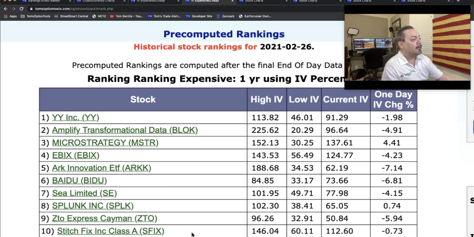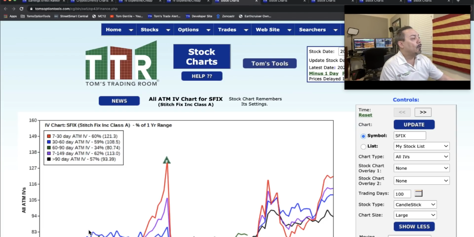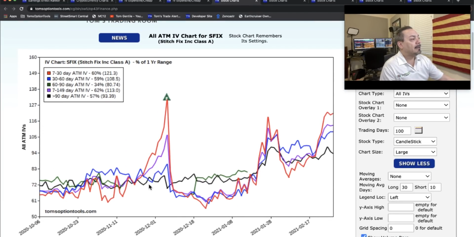So let's take a look at Stitch Fix. I haven't looked at that one in a while. It's in our top 10. If I click on Stitch Fix, what I'm going to see is the option implied volatilities. Now I'm looking at the last 100 days, but this charted it over the last year.